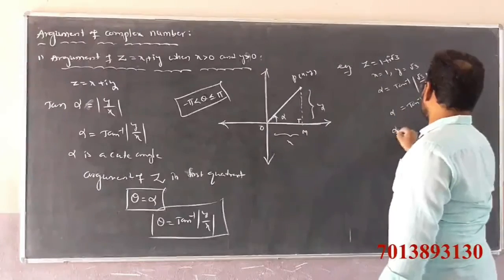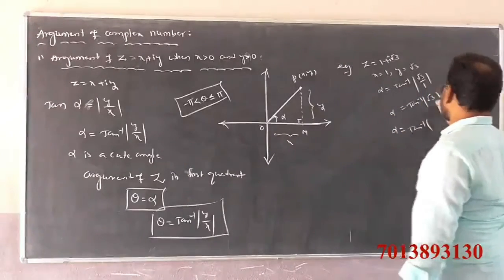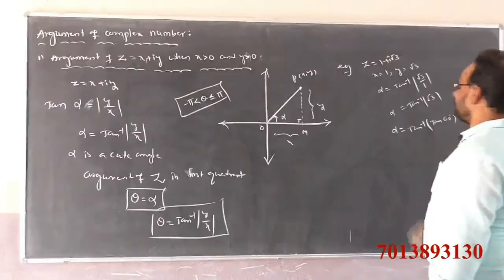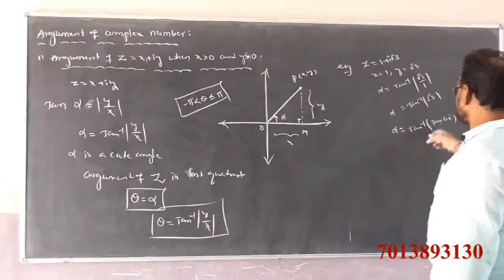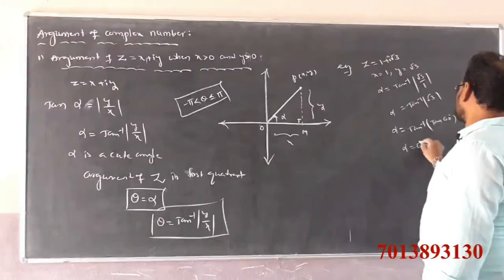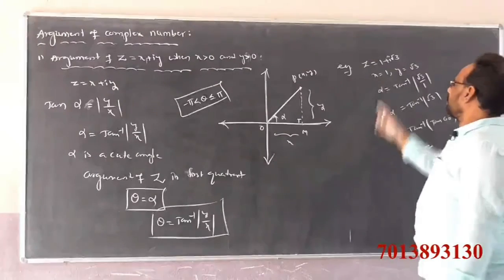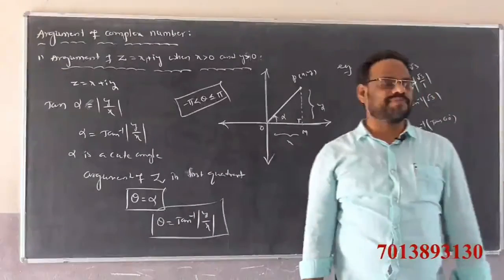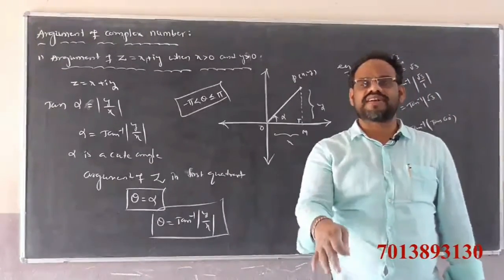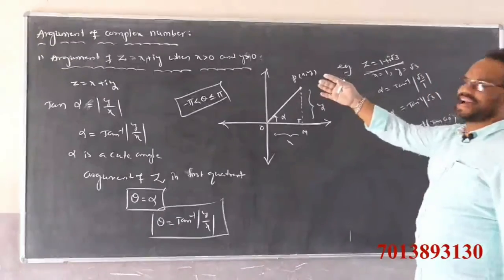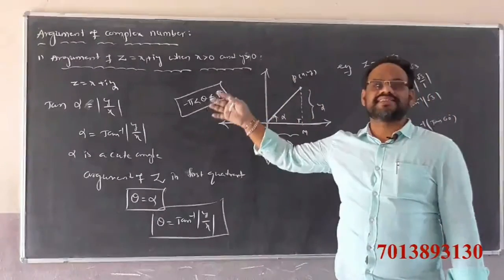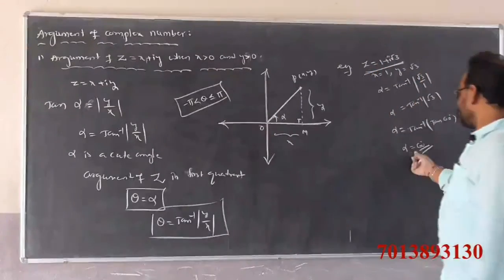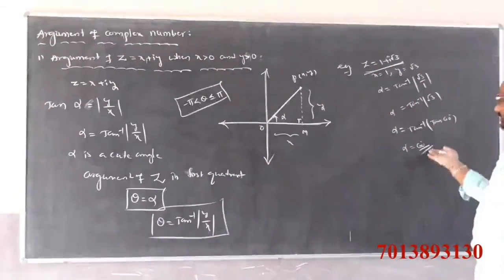Alpha is equal to tan inverse of root 3, and we get tan 60 value as root 3. So tan inverse and tan cancel. Alpha is equal to 60 degrees. Clearly z equal to 1 plus iota root 3 lies in the first quadrant and it satisfies the inequality minus pi less than theta less than or equal to plus pi. Alpha equal to 60 is less than 180.